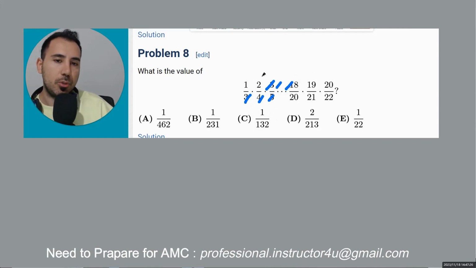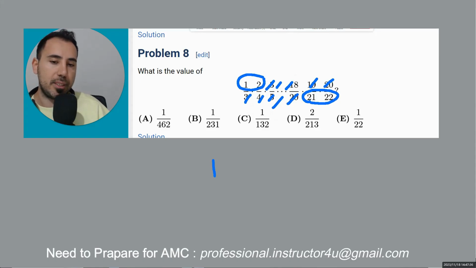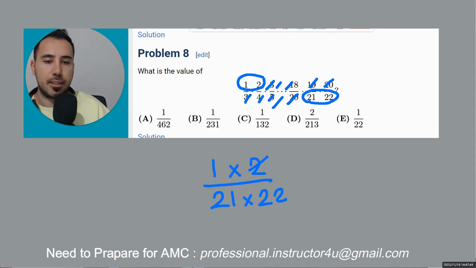The first two numbers will be left from here, and the last two numbers will be left. This 19 and this 20 will be canceled. So it will be equal to 1 times 2 over 21 times 22. So you're going to cancel. This is going to be 1. This is going to be 11.